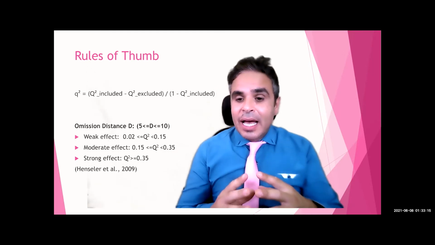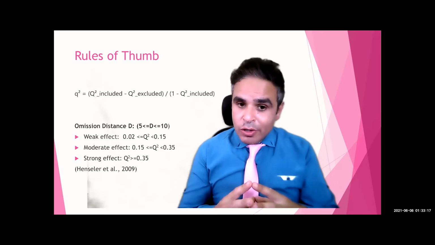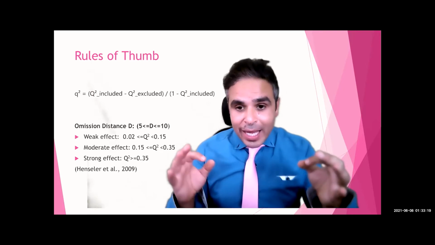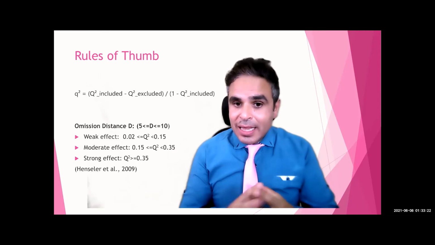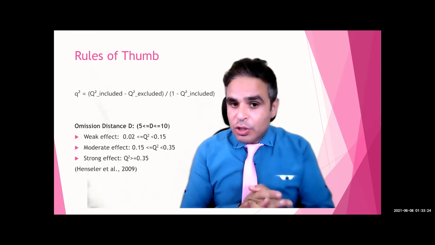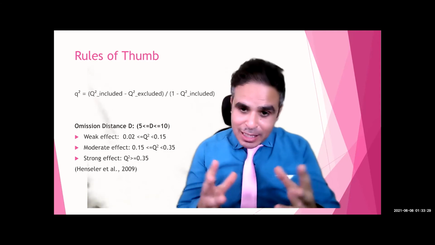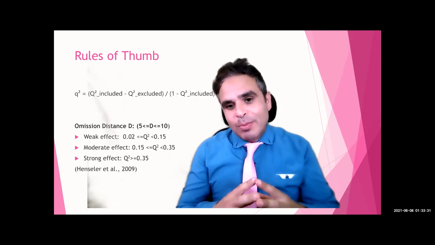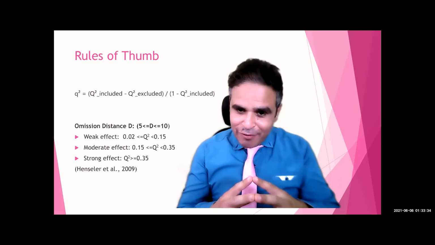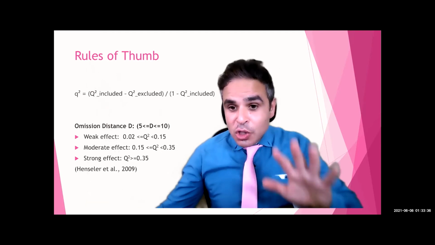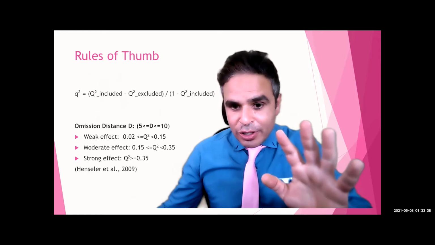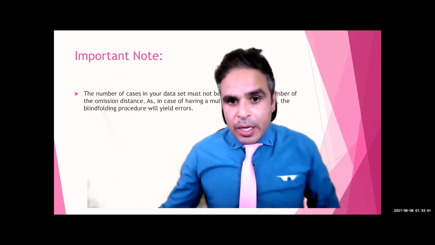According to Hair et al., 2009, a Q squared around 0.02 is weak, above 0.15 is moderate, and a strong one would be equal to or beyond 0.35. So this is a rule of thumb here. Let's move further.